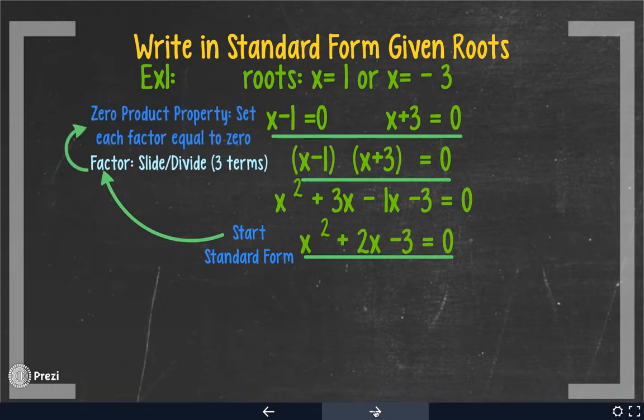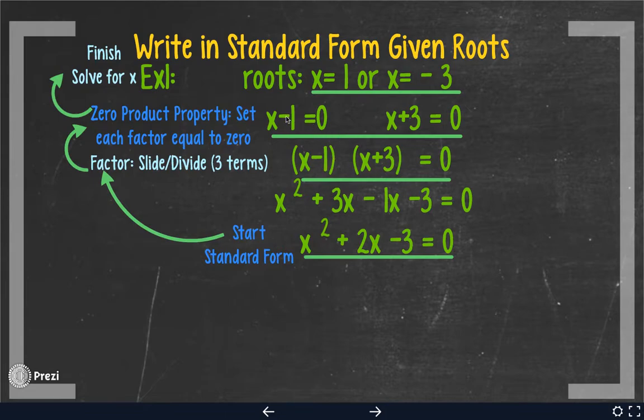Then, to get to this step, remember if 2 things multiply to equal 0, at least one of them has to equal 0. So we set each factor equal to 0, and that's the zero product property. Then, to get to our final step, we solve for x. We'd add 1 on both sides and get positive 1, or subtract 3 on both sides and get negative 3. Or the shortcut, remember from factored form to our zeros, all you have to do is change the sign of the number in the parenthesis.